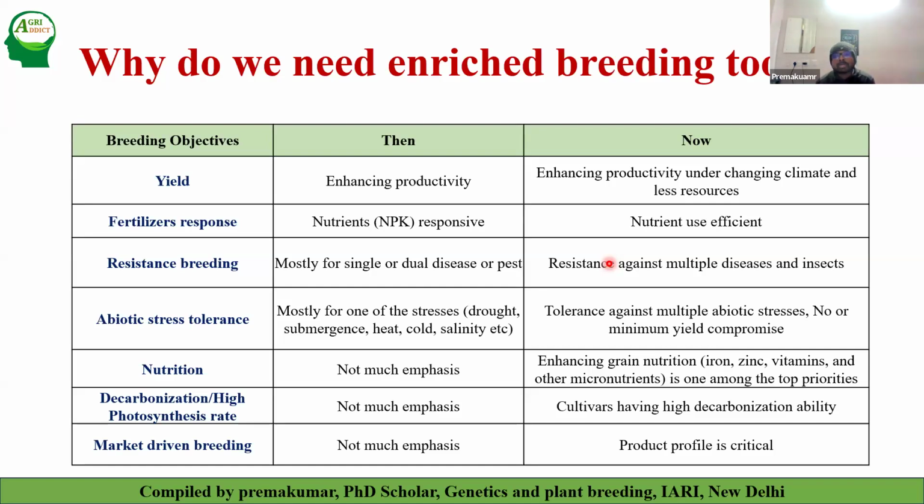Okay, and without compromising the yield. In earlier days, we were breeding with no emphasis on nutrition. If you check the papers from before 1900, like 1949, 50, maybe color would be the preference. But not many varieties were released for high protein content or high zinc content.